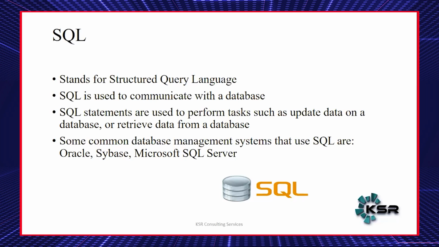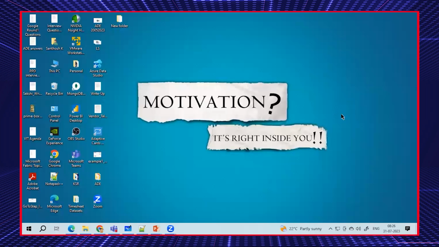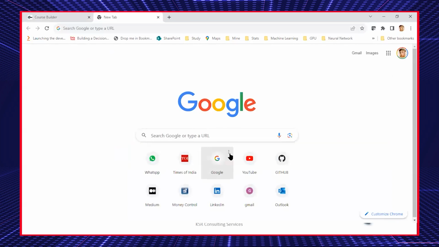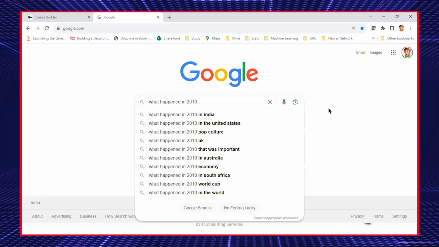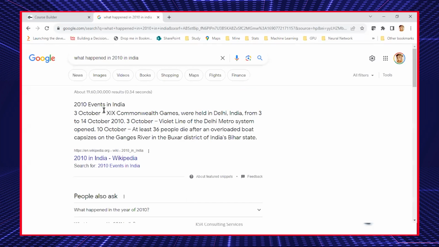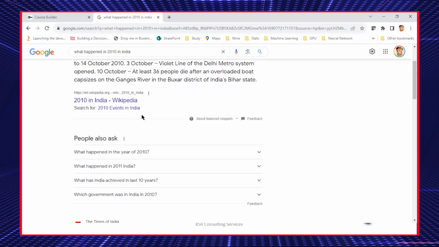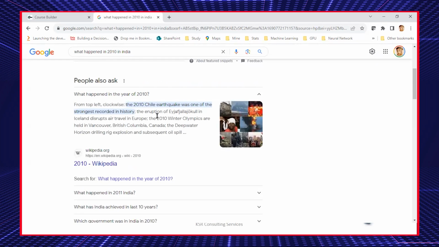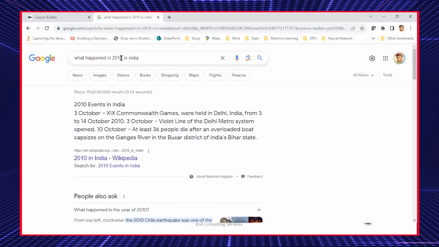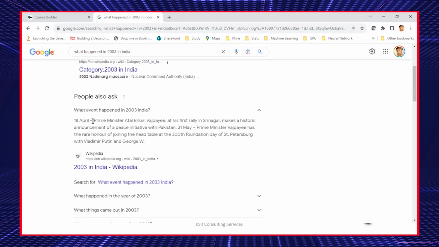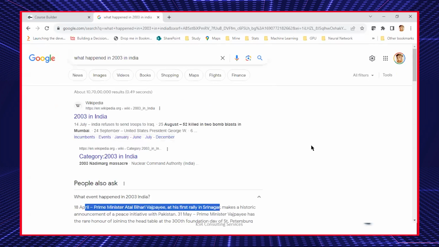Now, you people are thinking, what is this guy speaking? In Google, I'm going and asking what happened in 2010 in India. And it will give you all the information about what happened in India. Earthquake, that one, this one, etc. Whatever you search, you'll get it. Prime Minister Atal Bihari Vajpayee went to Srinagar, it seems. I'm getting that also. Now you people are thinking, this guy is saying that if I want to talk to a database, we have to talk in SQL.